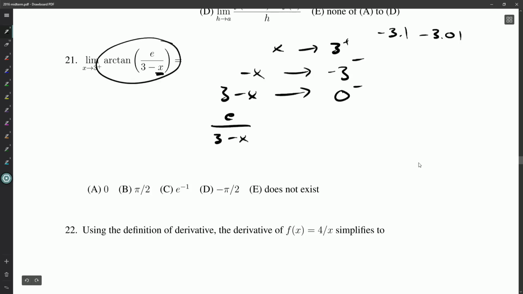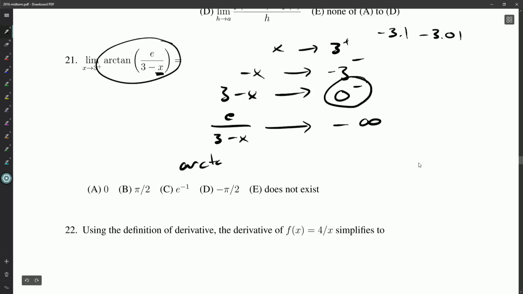e over 3 minus x is e over values that are very, very small and negative. Now, e is positive, and positive over a negative is going to be negative. A nice constant value being split into more and more parts, all of smaller and smaller sizes. A nice constant number divided by a very, very small number is a very, very big number. So we reason we should be heading to negative infinity.